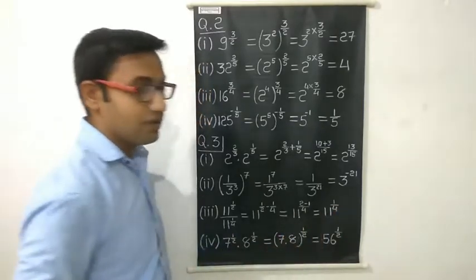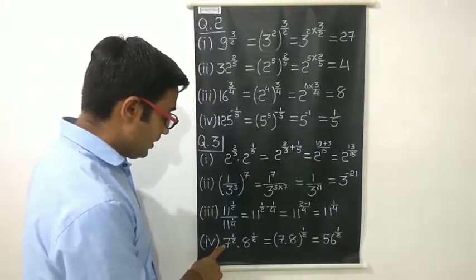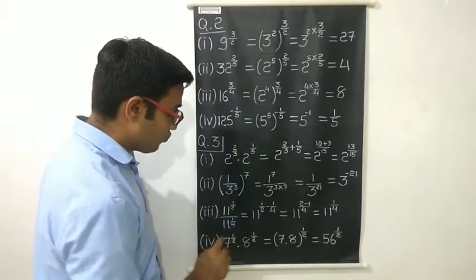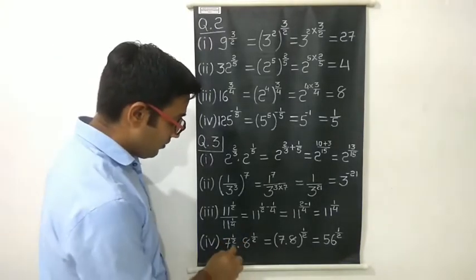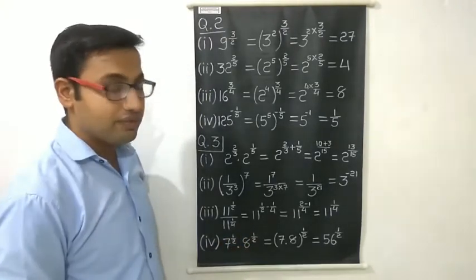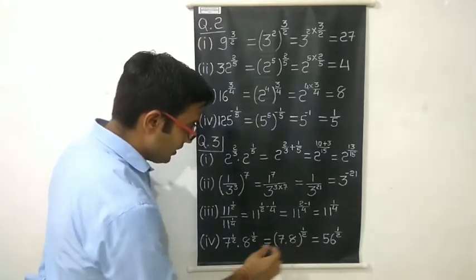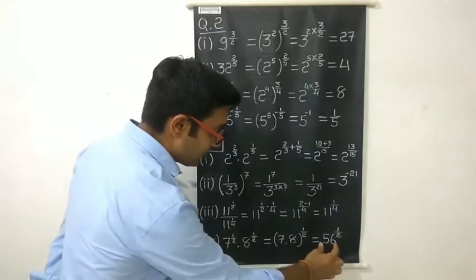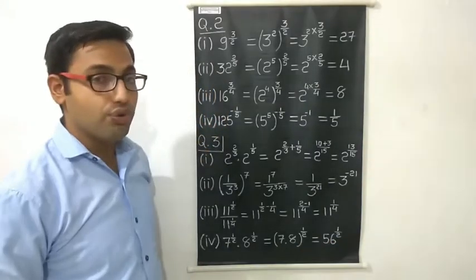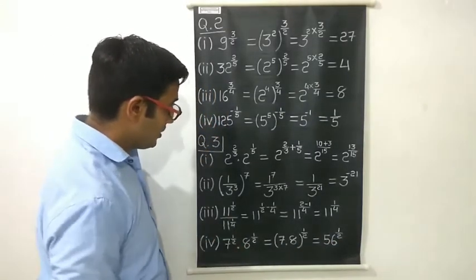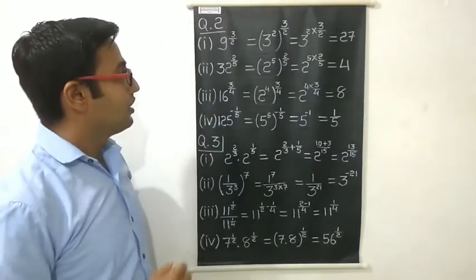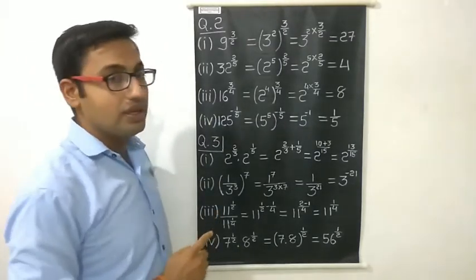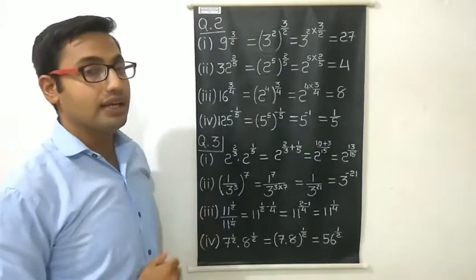This is the answer. Last one is 7 raised to 1 upon 2 into 8 raised to 1 upon 2. Here power is same, bases are different. So we have to multiply both the bases, and the power is 1 upon 2. 7 8s are 56 raised to power 1 upon 2. So this is all about the laws of the exponent for the real numbers.